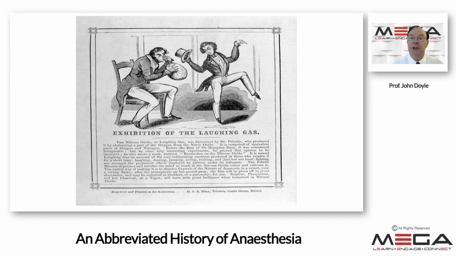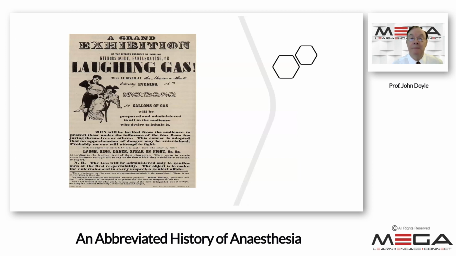This did not contain any oxygen. It was just pure nitrous oxide, and so the possibility of inhaling a hypoxic gas mixture was a concern not appreciated at the time. Here is an example of an exhibition of nitrous oxide, showing that they would make this gas available to anyone who wanted to breathe it, and they would watch their behavior. It says here, men will be invited from the audience to protect those under the influence of the gas from injuring themselves or others, and they would be expected to laugh, sing, dance, speak, or fight. And of course, you may recognize this as the excitatory phase of anesthesia, stage 2 of anesthesia, which we'll have a chance to talk about when we talk about Guedel.